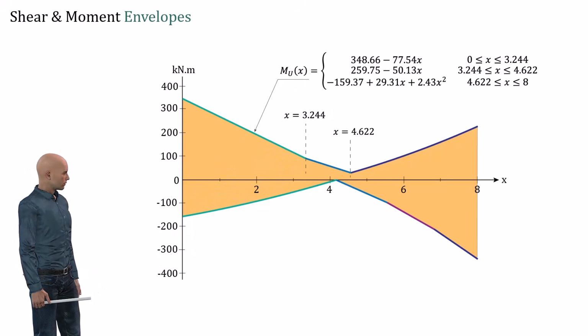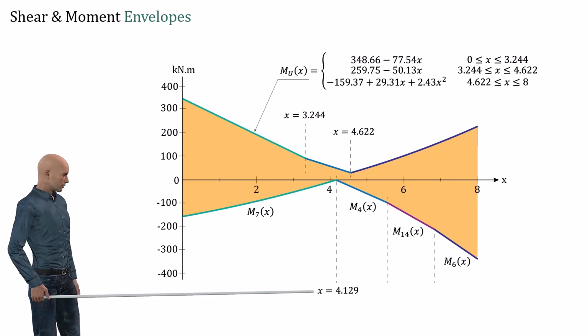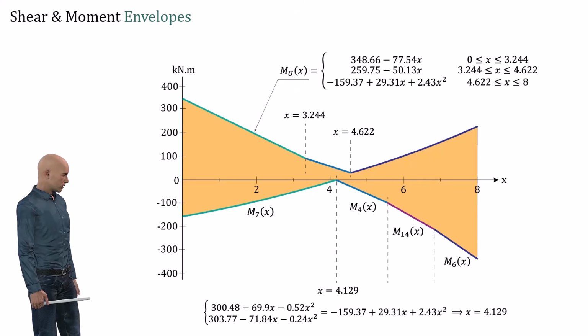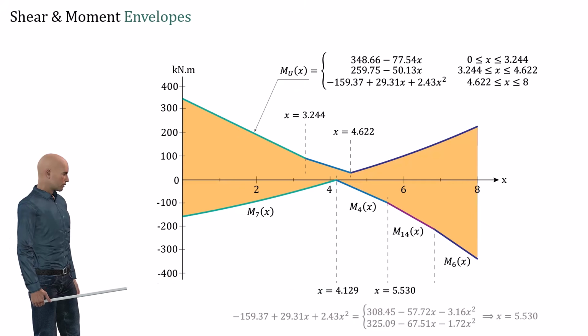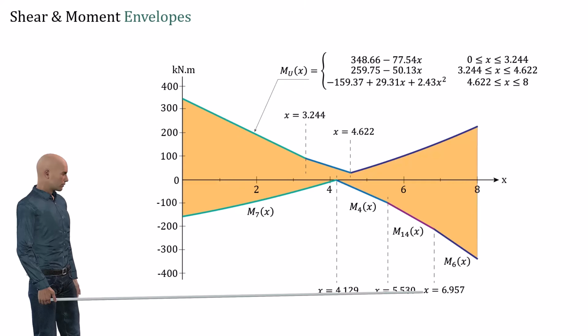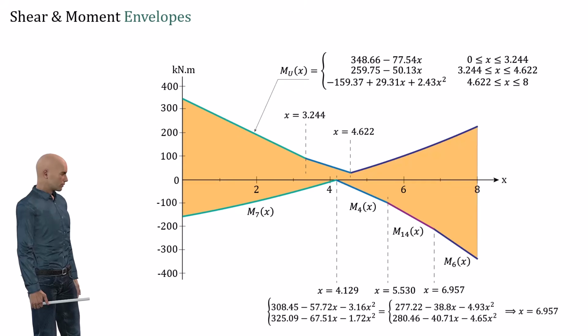For the lower boundary, we need to determine 3 intersection points. The first intersection point occurs at x equals 4.129 meters. This value is obtained by equating M7 and M4 and solving for the valid value of x. The second intersection point occurs at x equals 5.53 meters. This value is obtained by equating M4 and M14. The third intersection point occurs at x equals 6.957 meters. This value is obtained by equating M14 and M6.